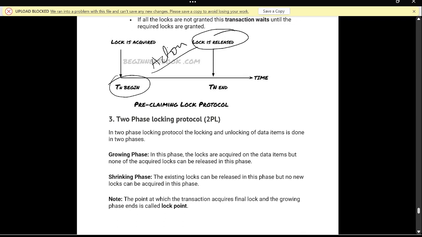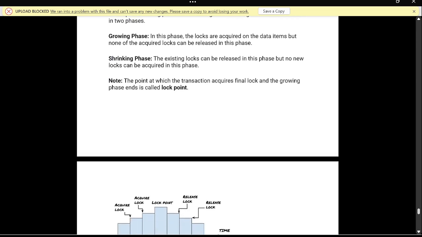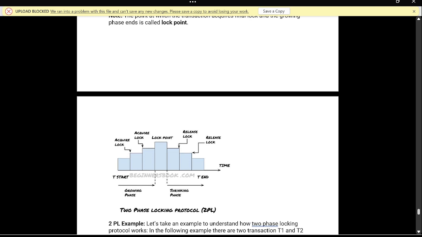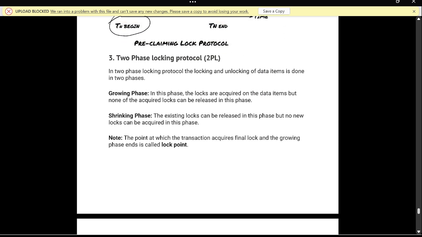And next, we have the two-phase locking protocol. One more mechanism to control these kinds of issues. So in the two-phase locking protocol, we have phases. If you see here, growing phase and shrinking phase. Let's see the theory part first.